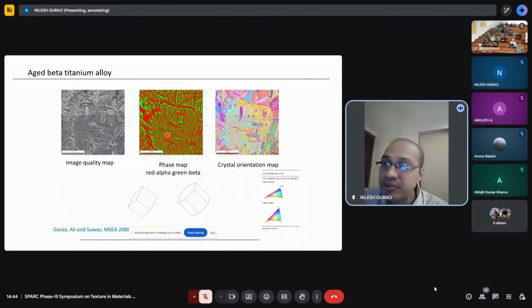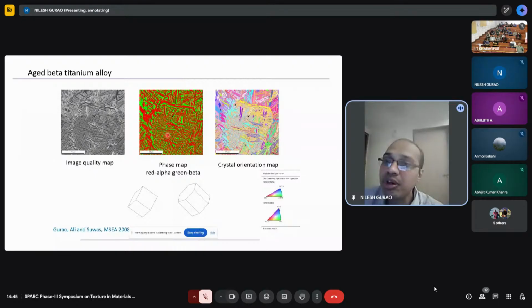Now here, from a single phase material, if you move to a two-phase material, again you get a map called the image quality. Here there are two phases. This looks like an optical micrograph, right? Again, this image was taken long back. This is Ashkar's sample when I was a student way back in 2006-07. We took this image. So you can see an image that looks like an optical micrograph. The middle image is the phase map, and the right-hand image is the orientation map. All this information you can get using EBSD.